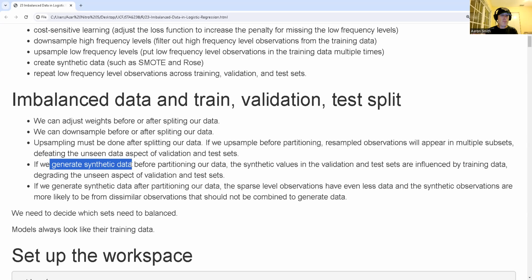It's a good choice if the other situations aren't appropriate for you. Maybe you're using a model structure that doesn't allow you to adjust weights. Maybe I have very, very, very little data, to the point where upsampling really wouldn't even make sense, because it would just be duplicating the same few values over and over and over.